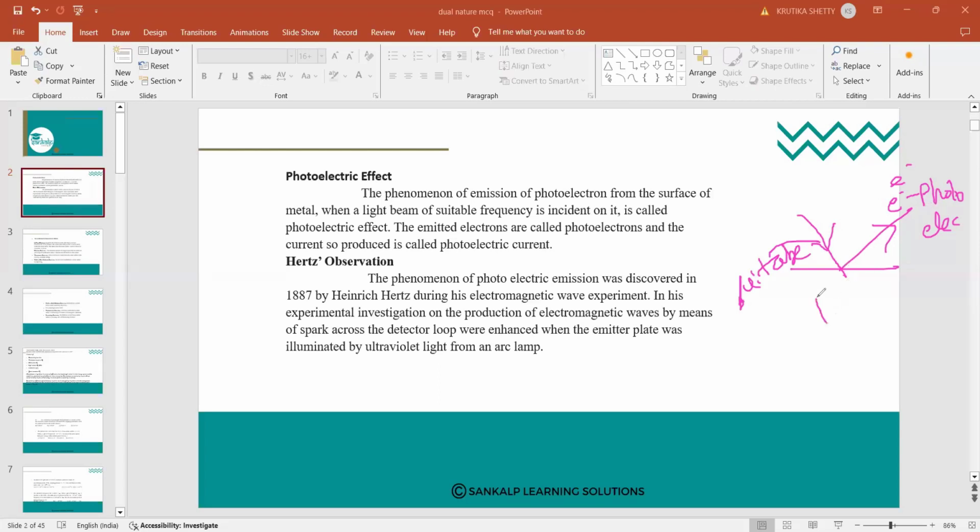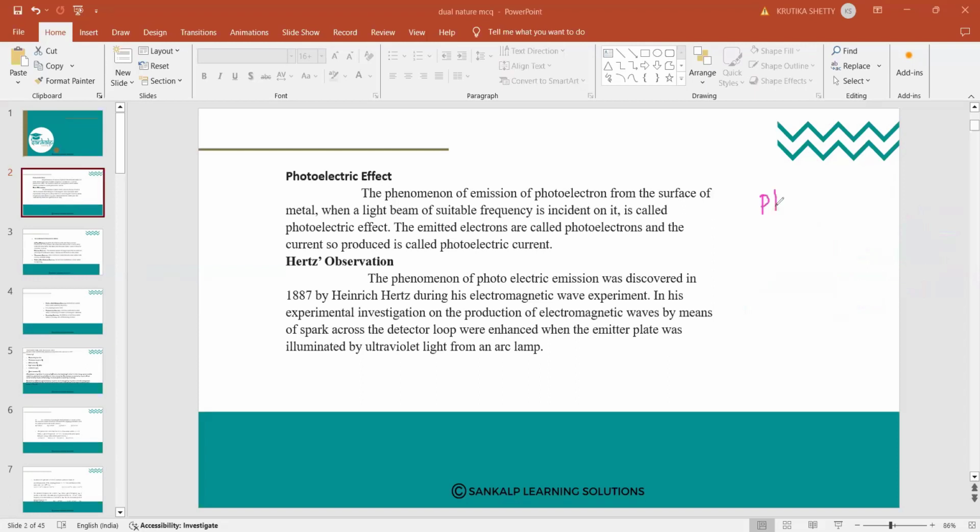That is called as what? Photoelectric effect. Yes, hope so. What is photoelectric effect? That is clear to everyone. So photoelectric effect is nothing but when light of suitable frequency falls on the metal surface, the electrons come out of the metal surface. This phenomenon is called what? Photoelectric effect. Whatever electrons are emitted, those electrons are called what? Photoelectrons. And whatever current you get due to this is called the photoelectric current.